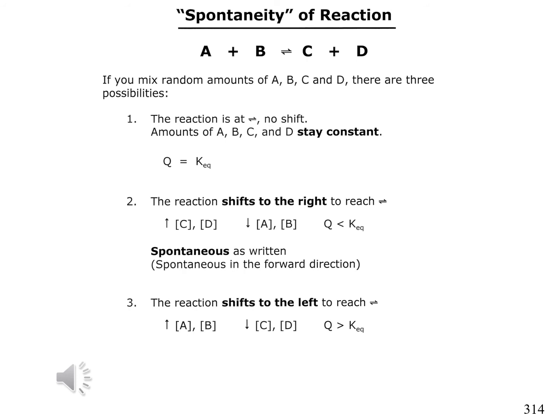But the reverse could have happened where you picked too much C and D. So in reaching equilibrium, the amount of C and D is going to go down, A and B is going to go up, and that means you're shifting to the left. This is our case which we called Q is greater than K. This is the case that's called non-spontaneous. You can also consider it spontaneous in the reverse direction.